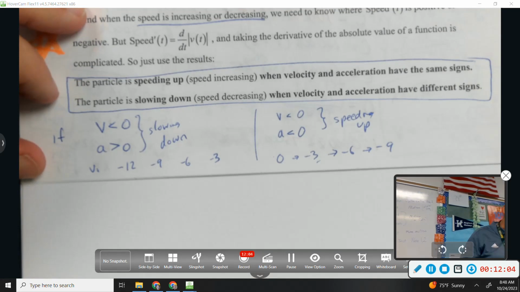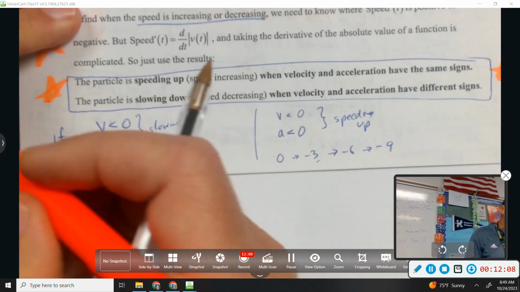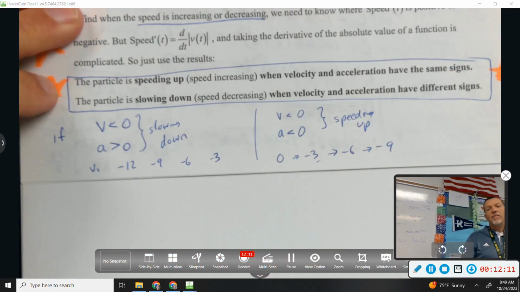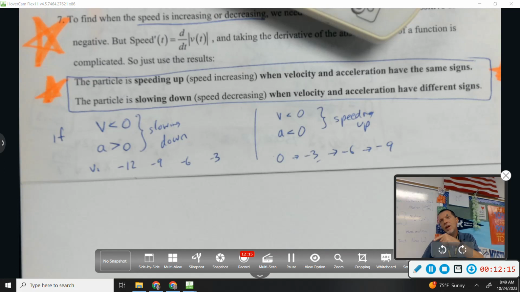The easier part is just look to see if they have the same sign. If they have the same sign, then you're speeding up. If they have opposite signs, then it's like they're fighting each other. The velocity wants to move forward, but the acceleration is pushing it backwards. That's a slow down situation. If you're going backwards, but the acceleration is positive, they're fighting each other, you're slowing down.